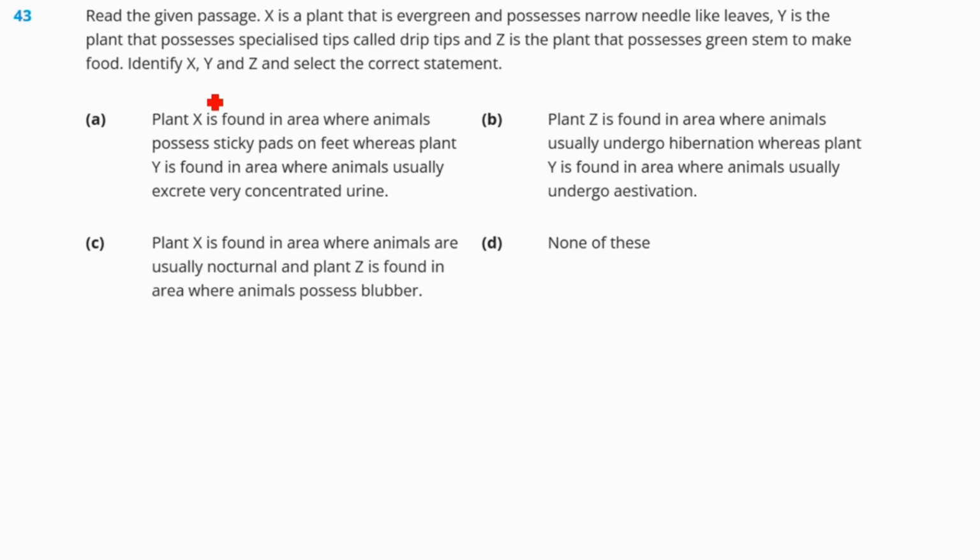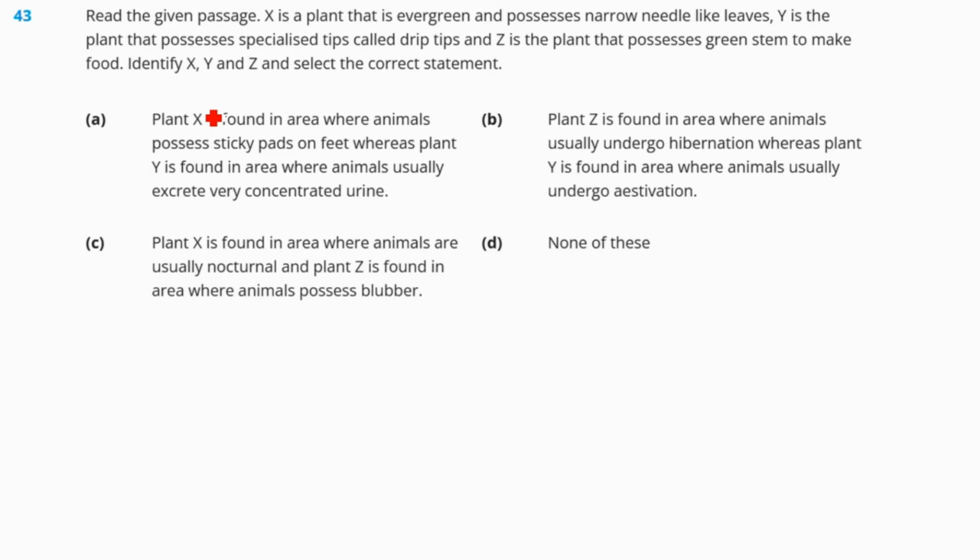Read the given passage. X is a plant that is evergreen and possesses narrow needle-like leaves. Y is a plant that possesses specialized tips called drip tips, and Z is the plant that possesses green stem to make food. Identify X, Y, and Z and select the correct statement.